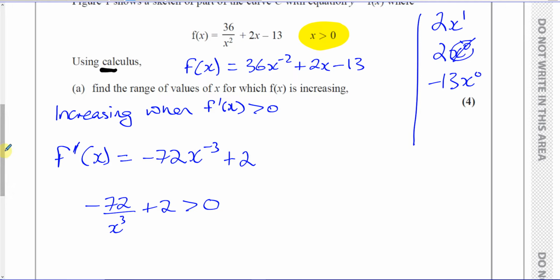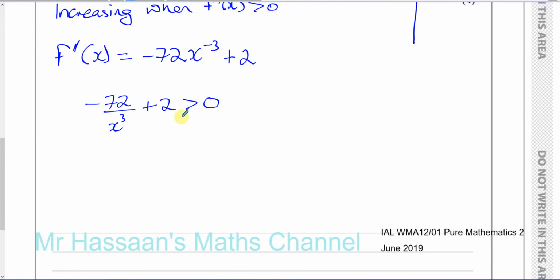Okay, so now, to solve this inequality, I'm going to add 72 over x cubed to both sides, because I want to keep the term which I'm trying to solve for positive. That always makes life easier when you've got inequalities. Now, here we face a dilemma, or it would have been a dilemma if we weren't told a very important piece of information. We cannot multiply an inequality by a number that we don't know is positive or negative, because if it's negative, the inequality sign has to change direction.